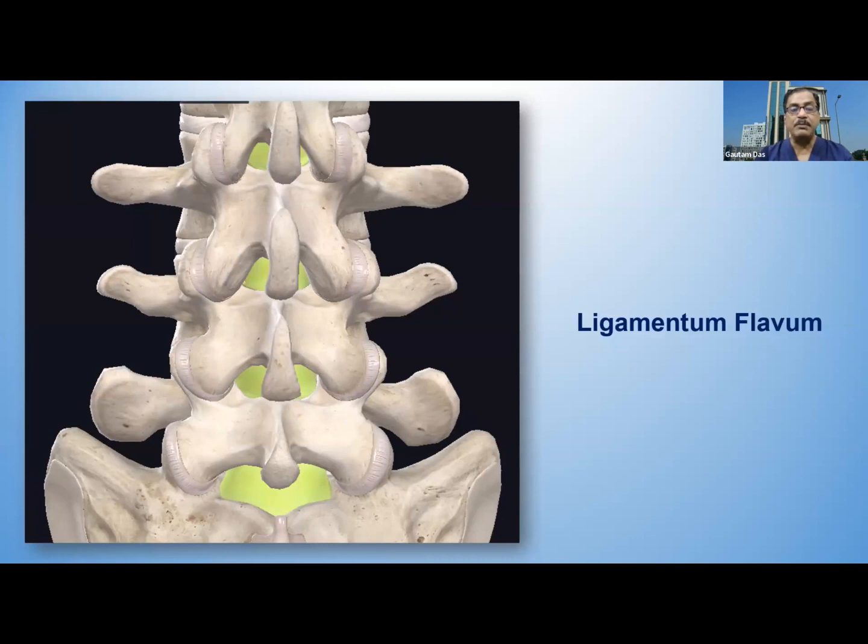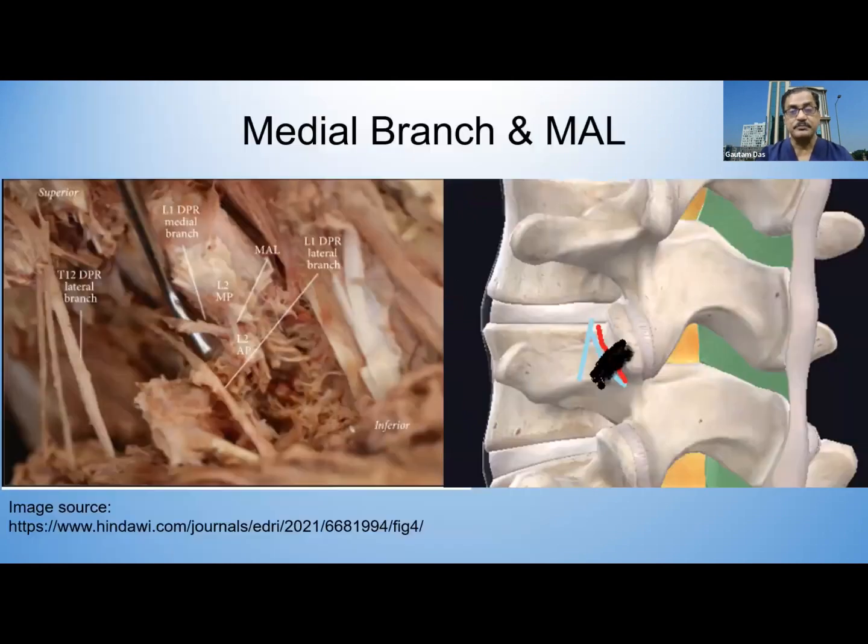Another is your ligamentum flavum. Ligamentum flavum can be seen very nicely when we are peeping through the interlaminar space. Another ligament which is not always nicely seen is what I was talking about, your mammillo-accessory ligament. This is the mammillary process I was talking about. This is the accessory process, and this is the mammillo-accessory ligament, through which the medial branch runs.